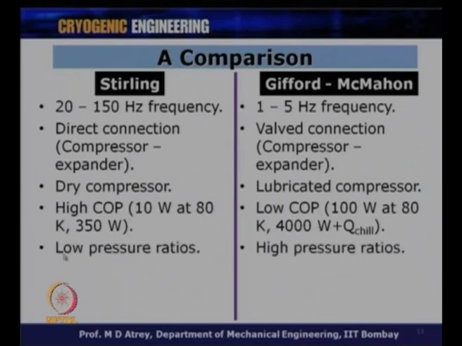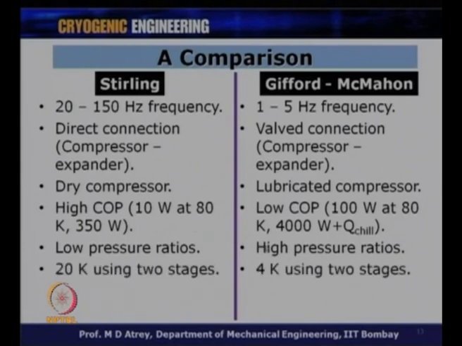The pressure ratios are low in Stirling, which is a disadvantage. In Stirling coolers, because the compressor is directly connected to the expander, I get a low pressure ratio, while because I have a valve, I get higher pressure ratios in a GM cryocooler, and the system works at low frequency. Normally, I will get around 20 Kelvin using 2 stages in a Stirling cryocooler, while I can reach up to 4 Kelvin using 2 stages in a Gifford-McMahon cryocooler, again owing to the fact that I have a valve unit. But don't forget that to get this 4K, I am going to give a lot of power input to the compressor. I can give 5 to 6 kilowatts over here.